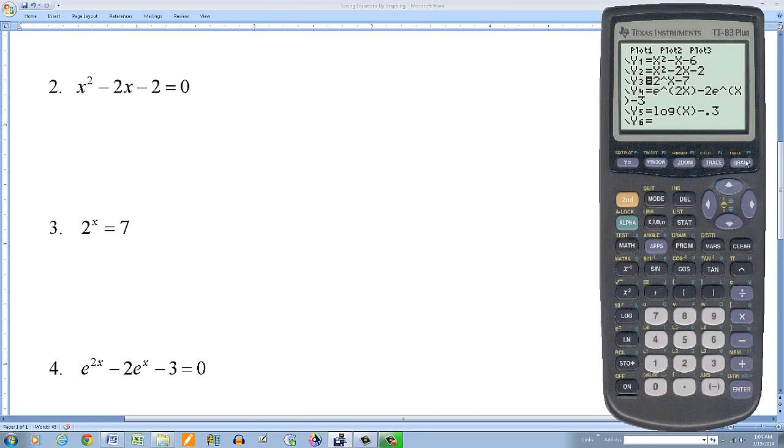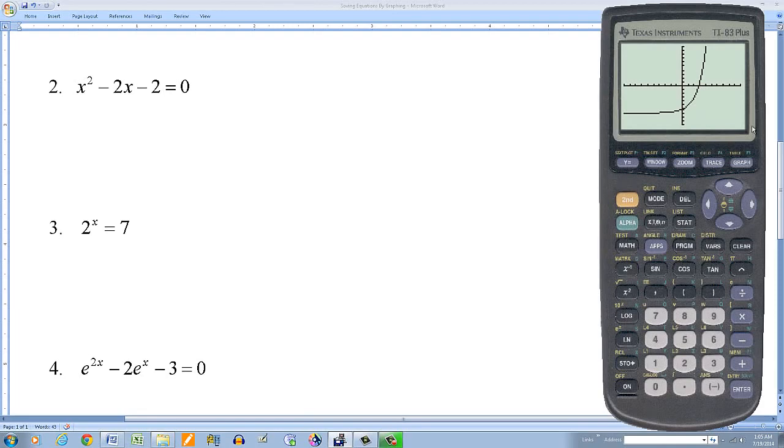and then I hit graph. And again, notice that this one I have to make the right side 0, so I'd have to rewrite this as 2 to the x minus 7 is equal to 0. That's why here I have 2 to the x minus 7. Okay, hit graph. And you can see that this appears to cross the x-axis at just one point. So I expect one solution.